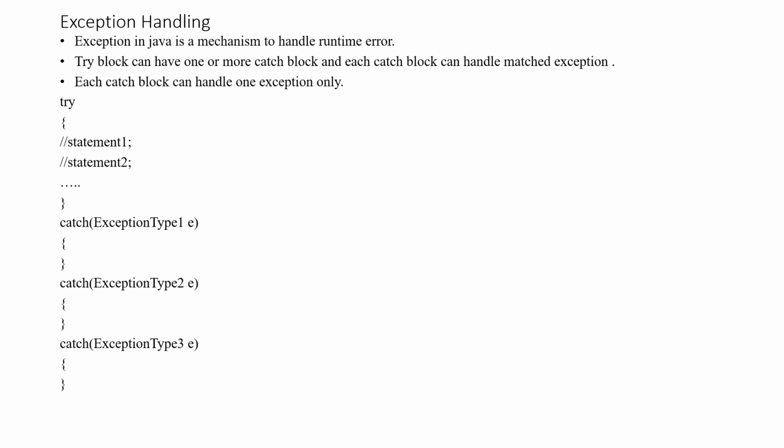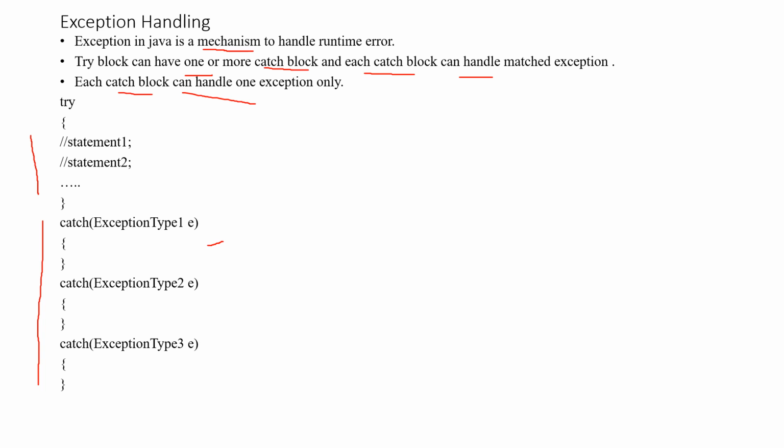Exception is a mechanism to handle runtime errors. The try block can have one or more catch blocks, and each catch block can handle the matched exception. Each catch block can handle one exception only. The try block can have any number of catch blocks. The matching catch block will be executed.